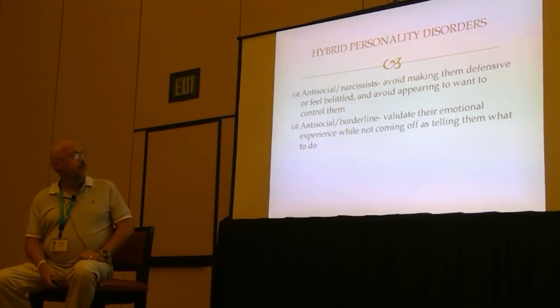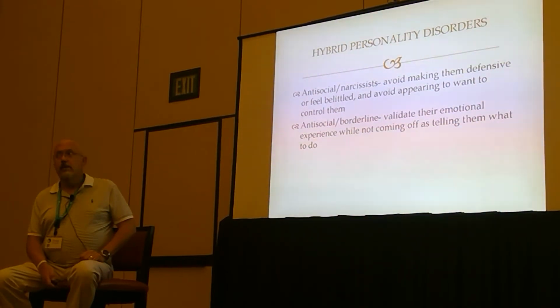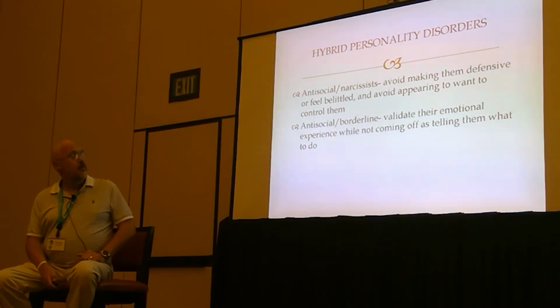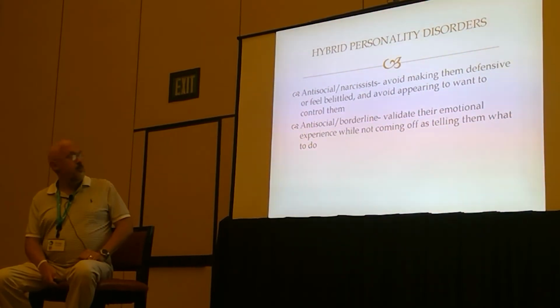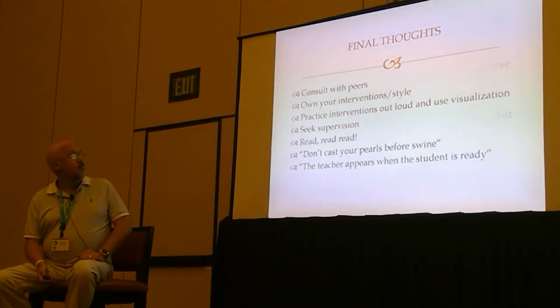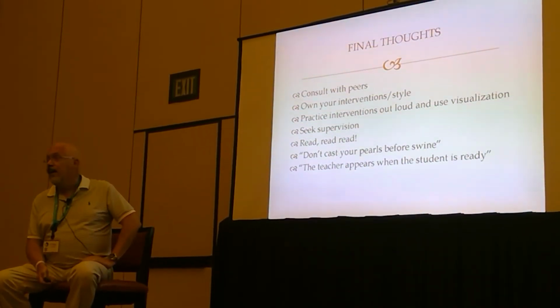With antisocial and borderline folks who are hybrid, you want to validate their emotional experience while not coming off as telling them what to do. Just take a little bit of each personality disorder and figure out how you need to play this. Be sensitive to both personality disorders. Consult with peers a lot.